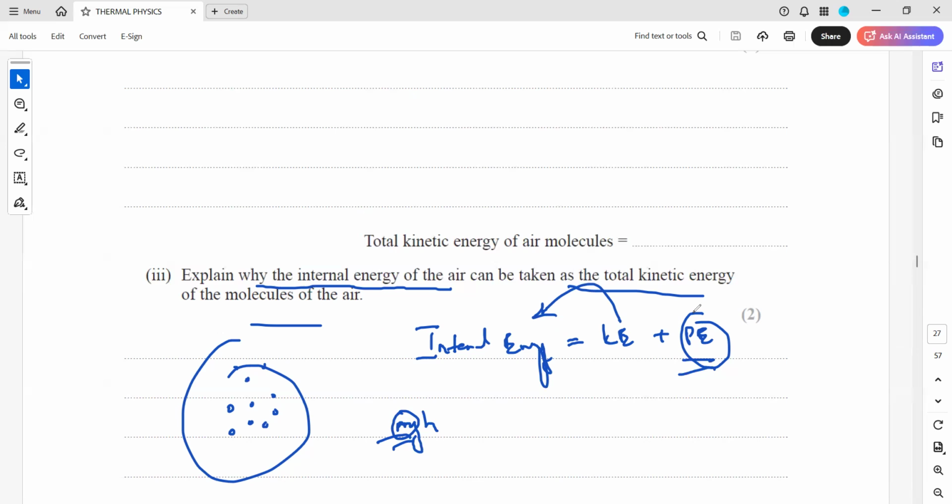So how to write the answer here to score the 2 marks? First, mention that internal energy is the sum of kinetic and potential energy. Second, say that the air particles have negligible mass, so we can consider their potential energy negligible, and the internal energy is approximately equal to the kinetic energy. Is it clear, part 3? Any doubt in part 3?